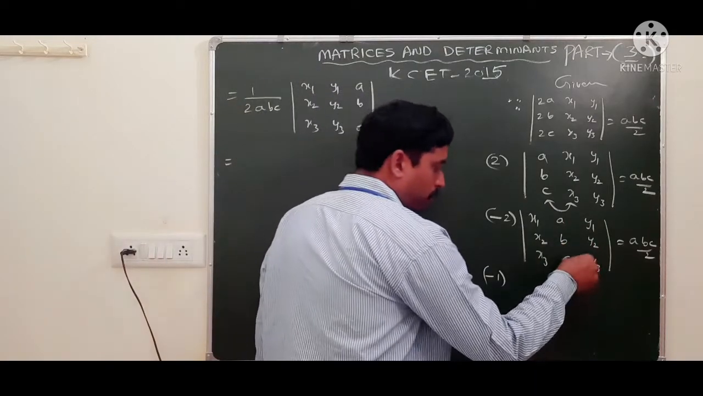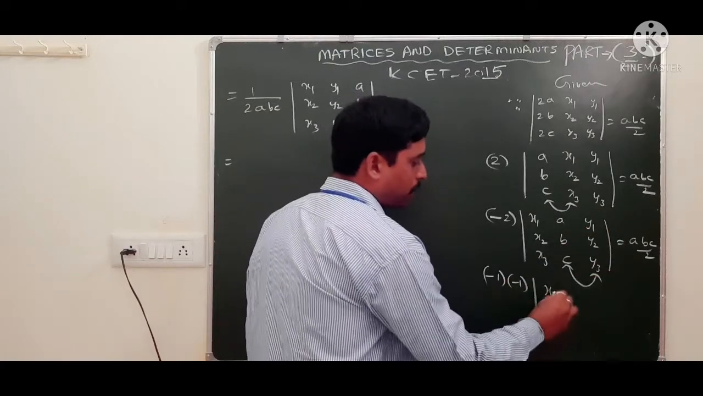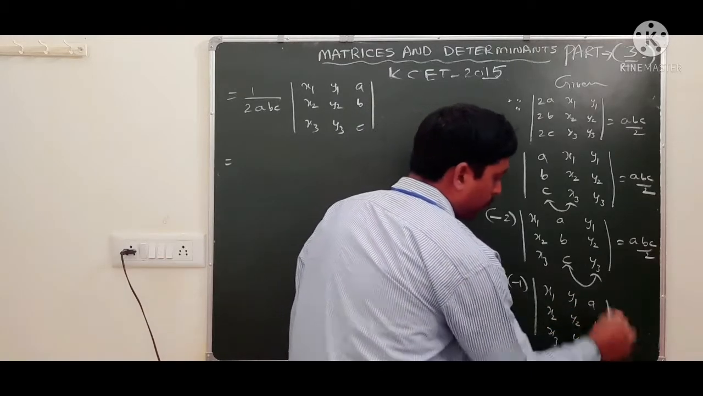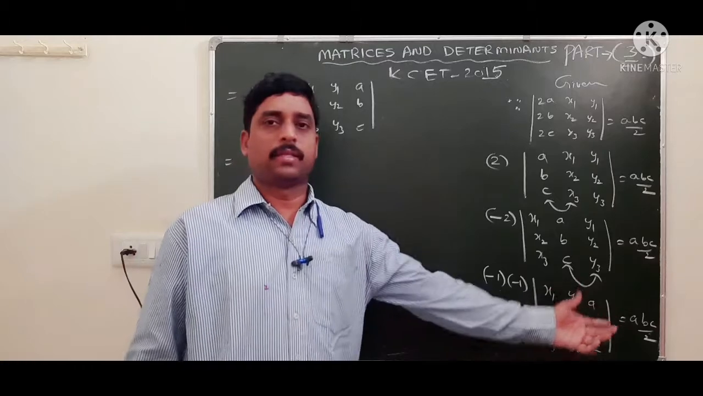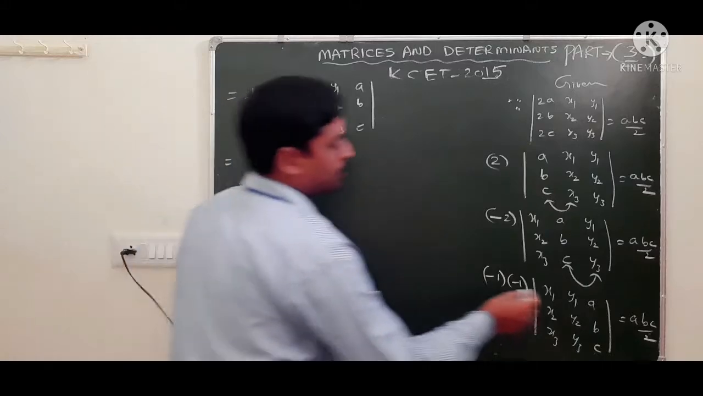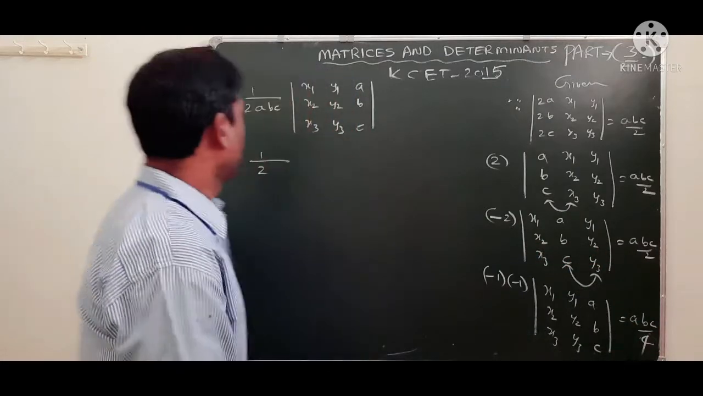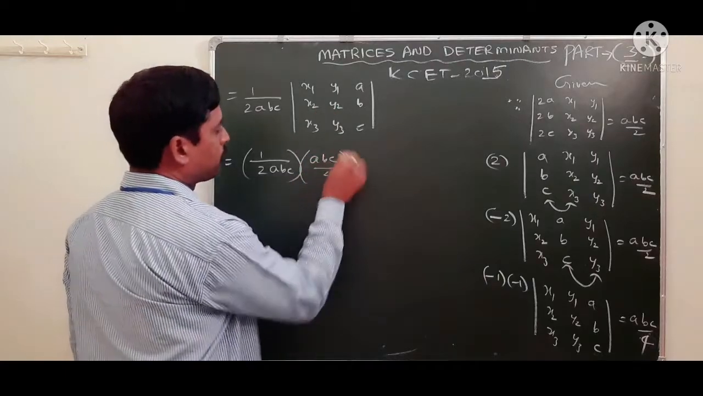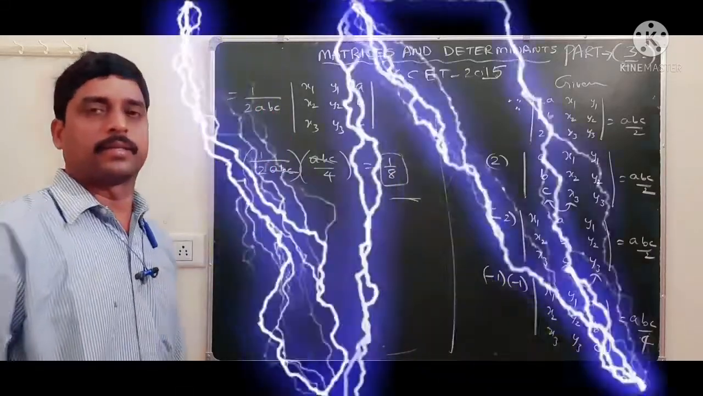So next we interchange second column and third column. Then again sign will be changed. x1, x2, x3, y1, y2, y3, a, b, c. This will be abc by 2. So minus into minus plus. So this result will be abc by 2. Therefore 1 by 2 times of abc by 4. This 2 divided on right side, abc by 4. 1 by 2 abc into this data will be abc by 4. So abc get cancelled. Answer is 1 by 8. 1 by 8 correct answer.